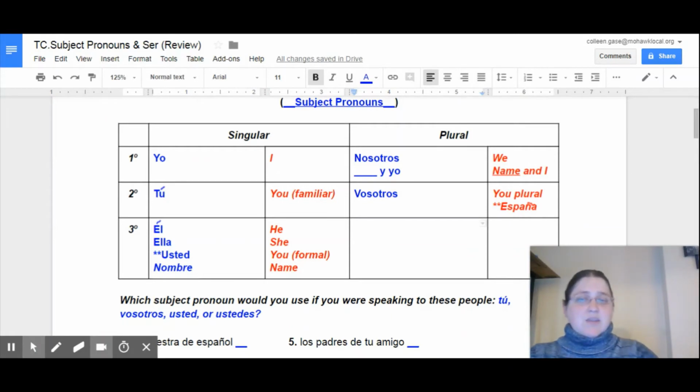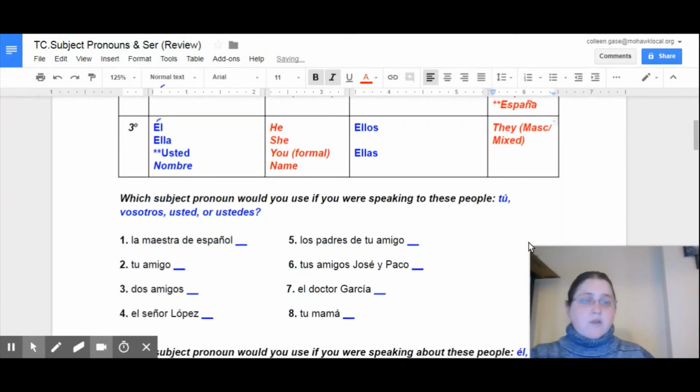And just like we have singular for third person, we also have plural. We have ellos. Ellos is they. It is used for either a group of all men, masculine, or it can be used for a mixed group, men and women. There is another they, ellas, not ecas, ellas, I can type. which is used specifically when you're talking about an all-female group.